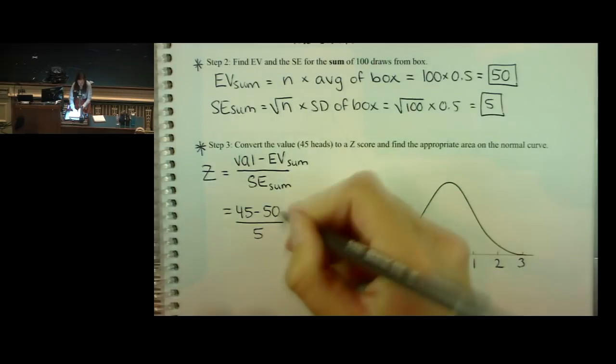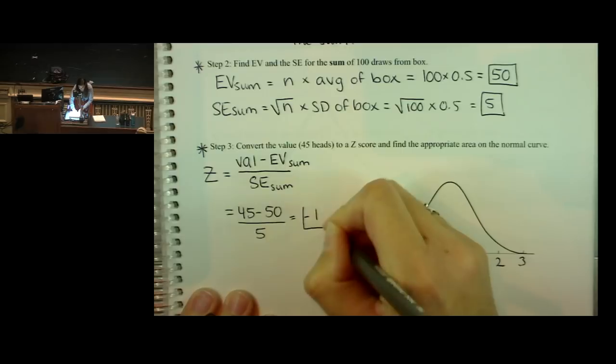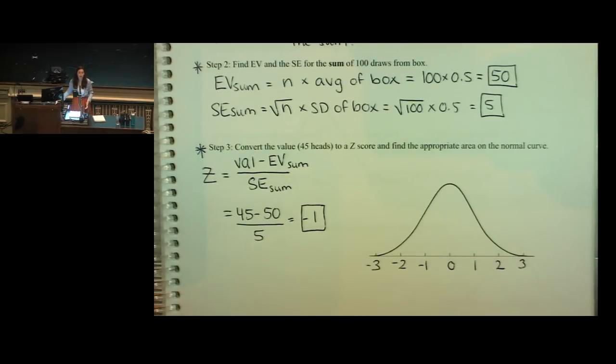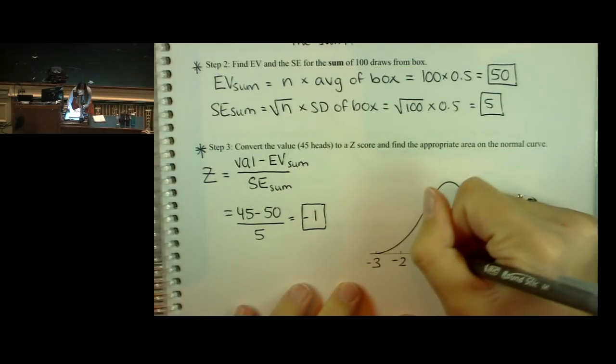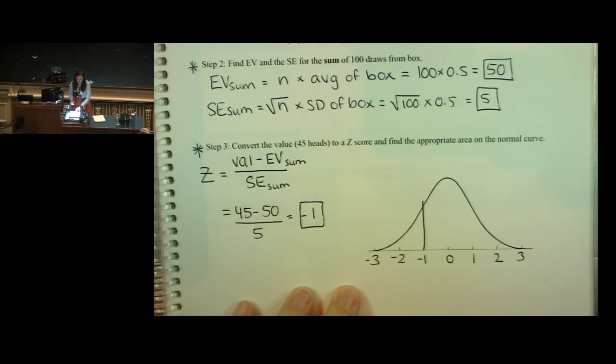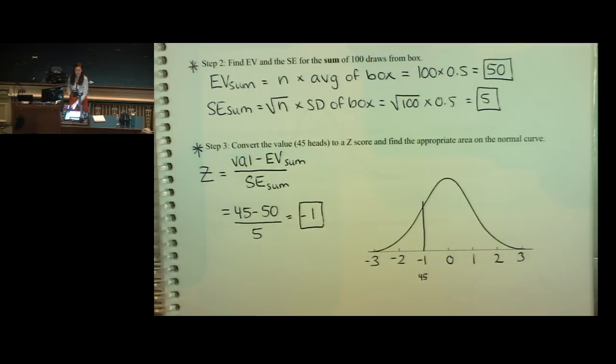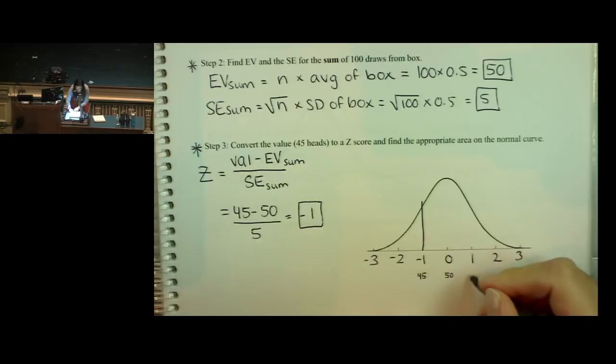So basically, this is just -1. Now I'm going to use the normal curve, and this is where, once you get to a z-score, it's the exact same thing that we've done before. Here is, this represents 45 heads. If I made another x-axis down here to represent the amount of heads, 50 would be in the middle. The expected value is like the average, so that's right in the middle. So these are the amount of heads, and then these are the z-scores.